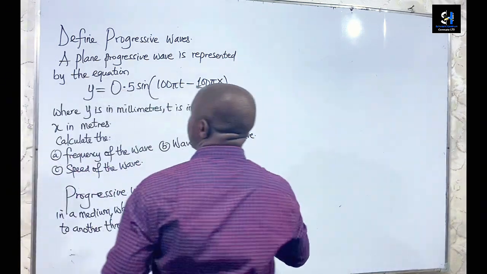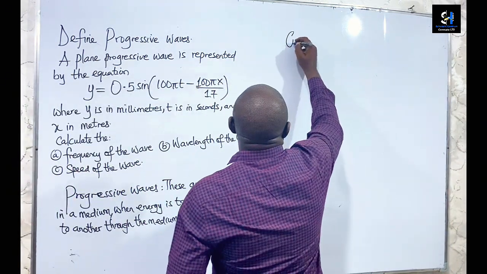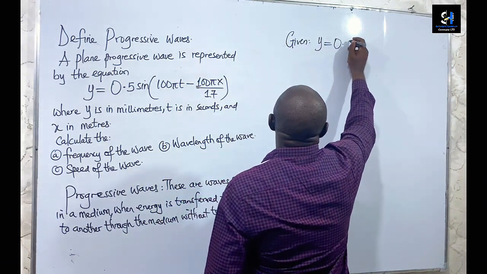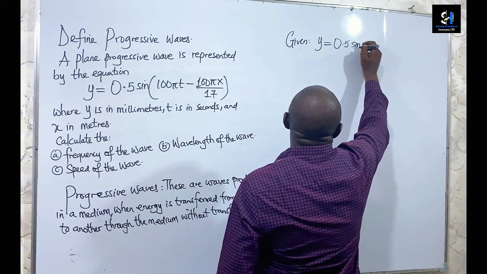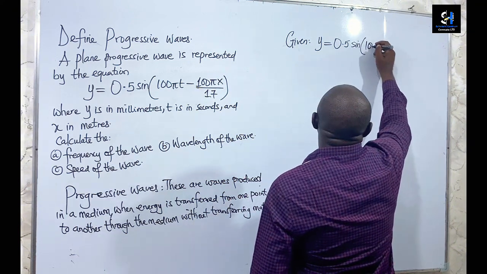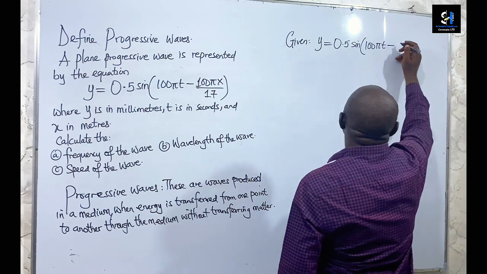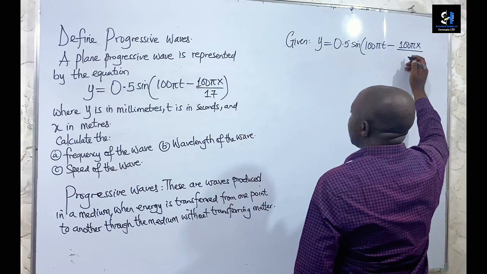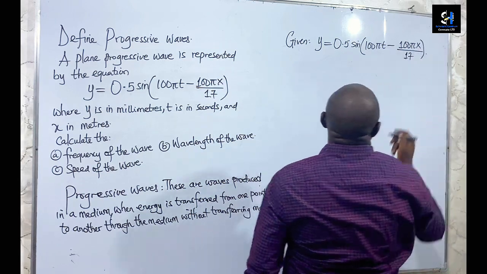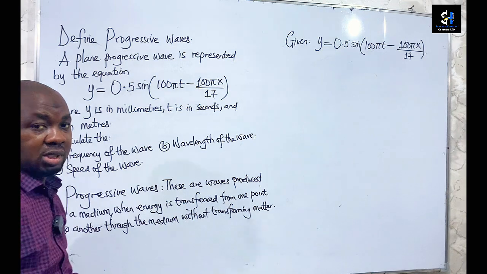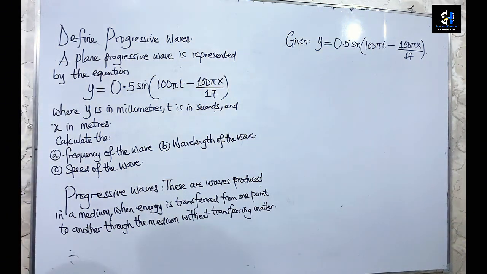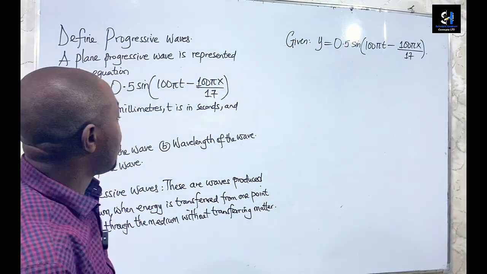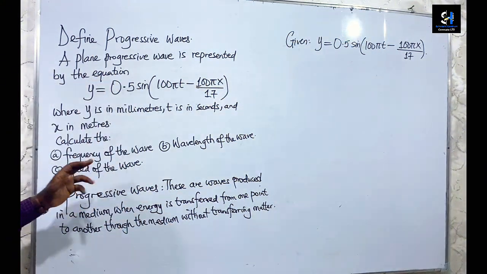All right, so the second question: we are given the equation y equals 0.5 sine of (100 pi t minus 100 pi x over 17), where x is in meters, t is in seconds, and y is in millimeters. So our task is to calculate the frequency of the wave.